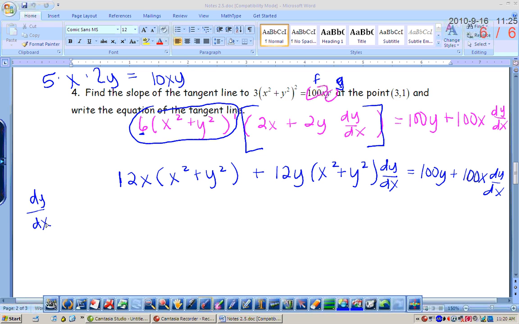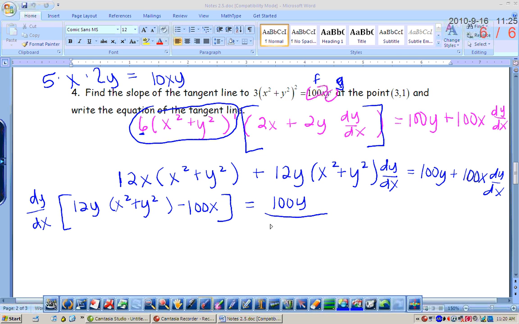Okay, so I'm going to pull my dy dx's over to the left. So I'm going to have 12y times x squared plus y squared minus 100x equals 100y divided by 12x. No, sorry, 100y minus 12x.